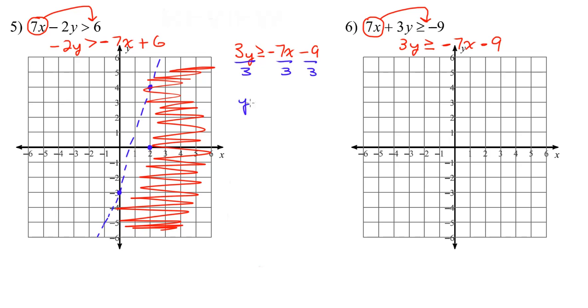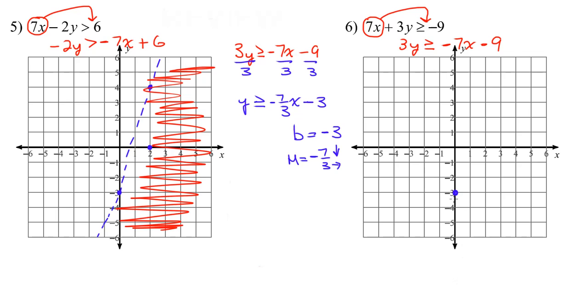So I get y. Here I'm dividing by a positive 3, so this sign is not going to change. So y is greater than or equal to, and negative 7x over 3 just becomes negative 7/3 x. And negative 3 divided by positive 3 is negative 3. So my y-intercept is negative 3, and my slope is negative 7/3. Place my y-intercept at negative 3, and then my slope of negative 7/3 tells me to move down 7 and right 3. However, I don't have room for that.